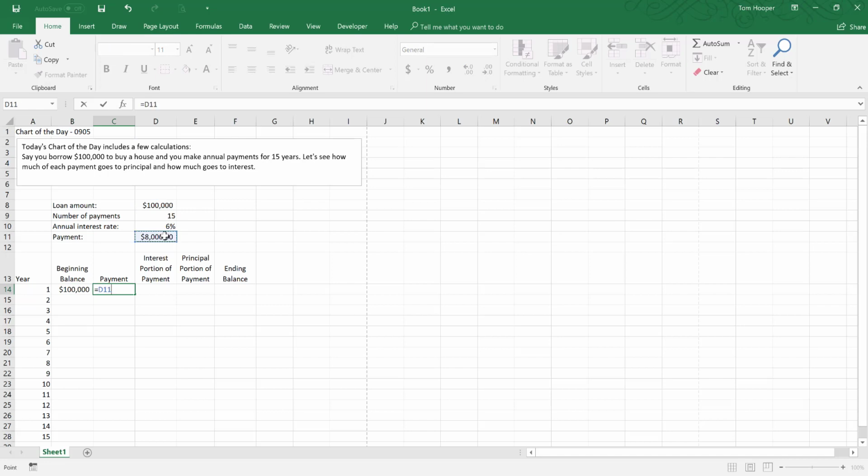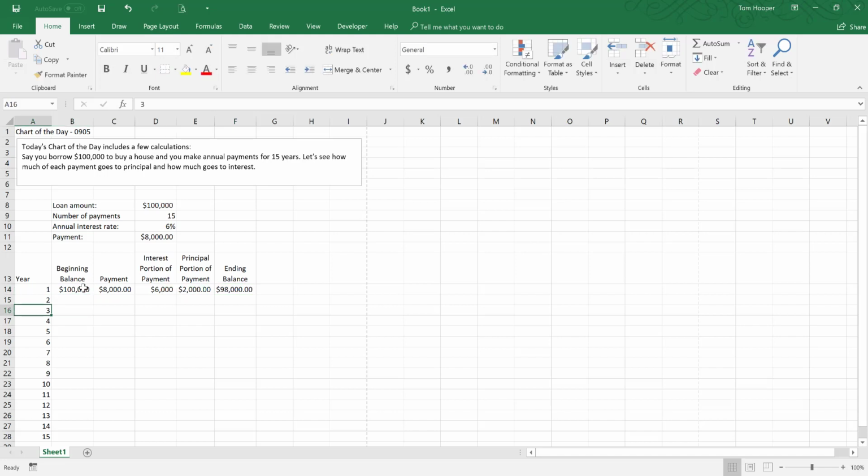We'll go ahead and make that an absolute reference by hitting F4. The interest portion of that payment is equal to the interest rate times the beginning balance for any given year. And the principal portion of a payment is whatever is left over from the payment that was not interest. Then the ending balance is the beginning balance minus however much principal we paid.